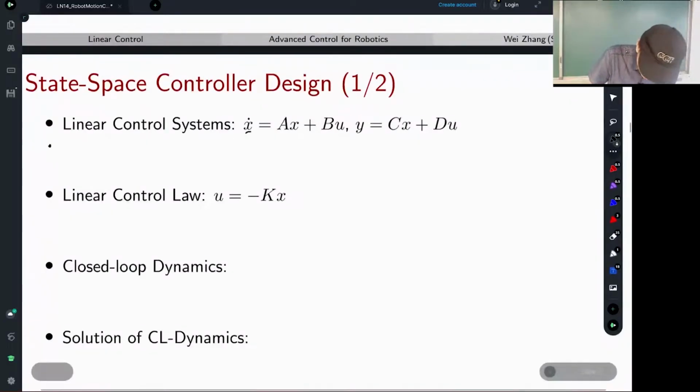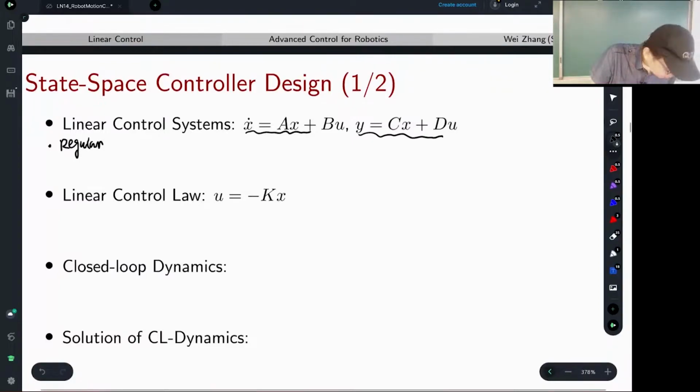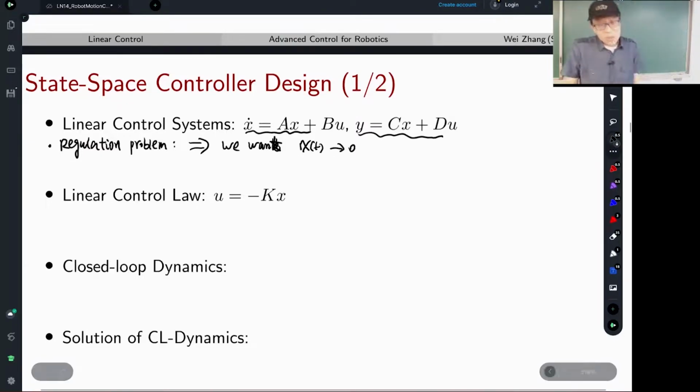The first one is that suppose I have a continuous linear control system in state space form. And typically, when we talk about control design, we may discuss two types of problems. Mostly we talk about the regulation problem. Roughly speaking, we want x(t) to converge to 0. When x(t) converges to 0, what about y(t)?